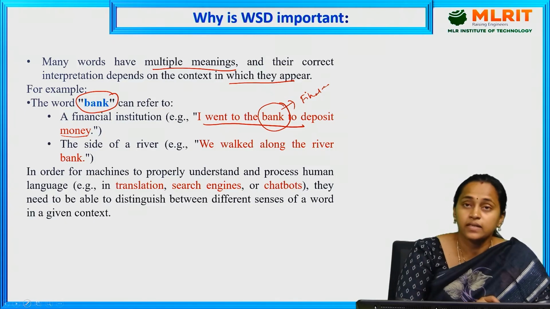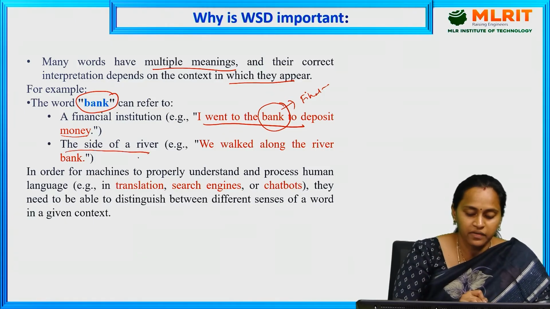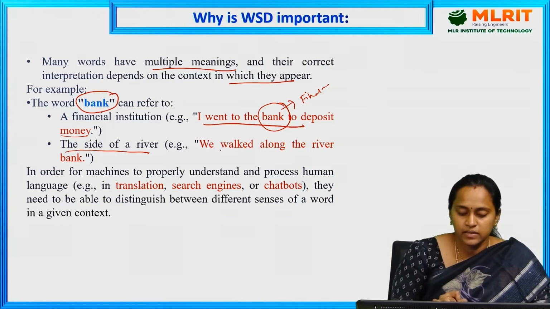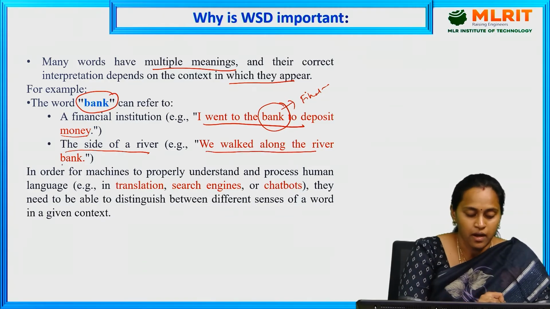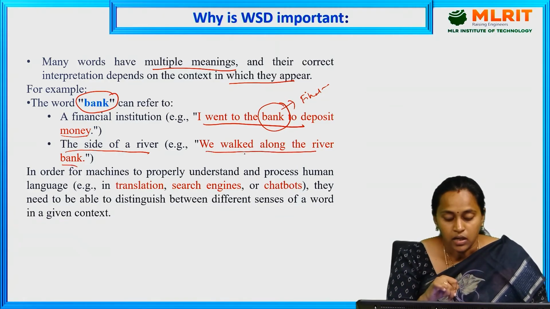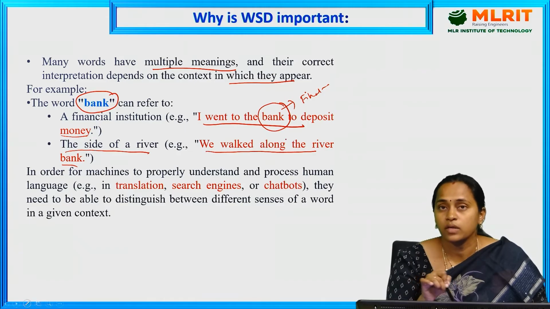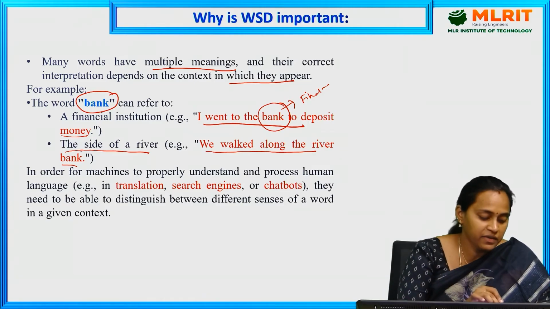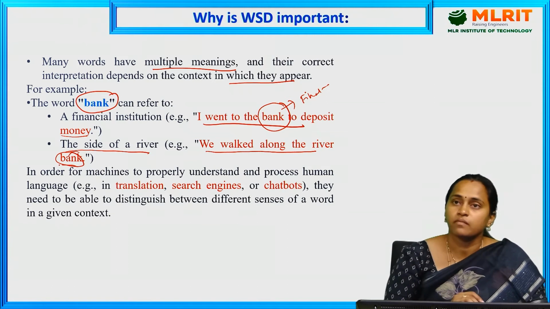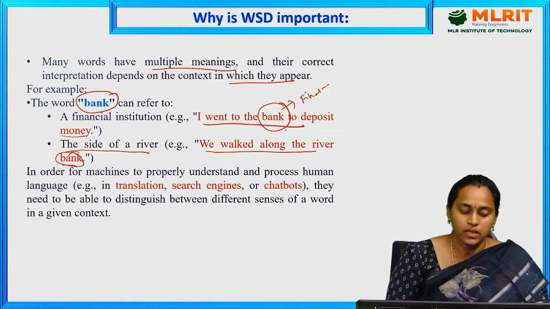Let's see another sentence, about the side of a river. See the example: he walked along the river bank. That means some person walked along the river bank, so here bank refers to the river. This is the surrounding text of the word.